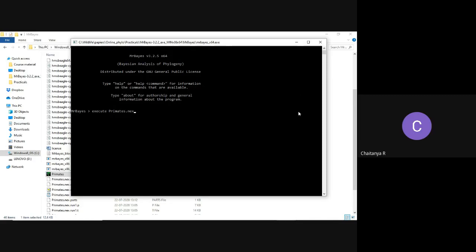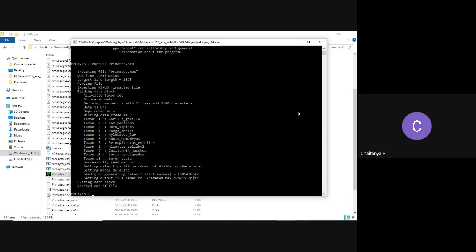So when I say execute primates, importantly, the primates.nex file should be in the same folder as your MrBayes executable. If you have primates.nex in some other folder and MrBayes in some other folder, it's not going to run. Or you have to give a proper path name here. I don't think it even takes path names and so on. So it's better if your nexus file is in the same folder as MrBayes. Now I say execute primates.nex and press enter. Let's see what happens.